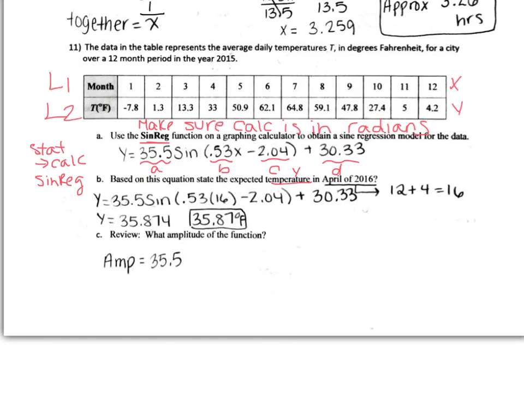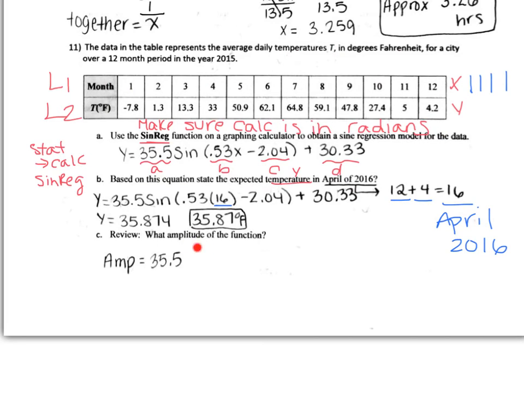I want to go into the next year. So I have January, February, March, and April. I have 4 more months that I need to add to this to get to 16. So 12 plus 4 is 16, and 16 represents April of 2016. Okay, so all you're going to do is plug 16 into X into the calculator, making sure you are in radians. And once you do so, you should get about 35.8 degrees Fahrenheit.